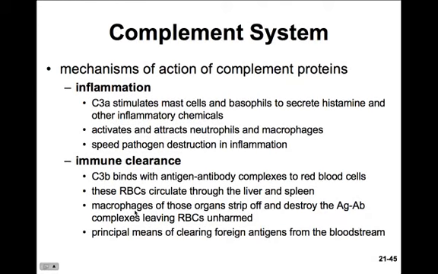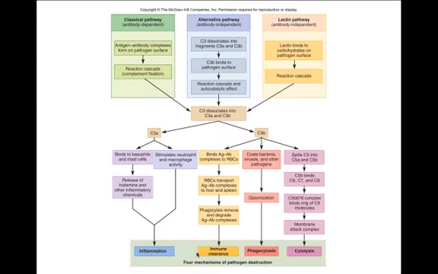In immune clearance, we'll see C3b having an action. It binds with antigen-antibody complexes to red blood cells. These red blood cells circulate through the liver and spleen, and the macrophages in those organs strip off and destroy these antigen-antibody complexes and leave the red blood cells unharmed. This is the principal means that we use to clear foreign antigens from the bloodstream. Immune clearance. Binding with these antigen-antibody complexes that are stuck to red blood cells. And in the liver and the spleen, we strip them off. It's simple as that. Again, you can see these pathways here in immune clearance.